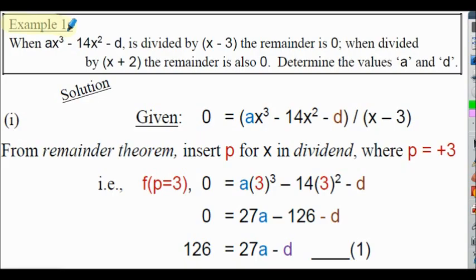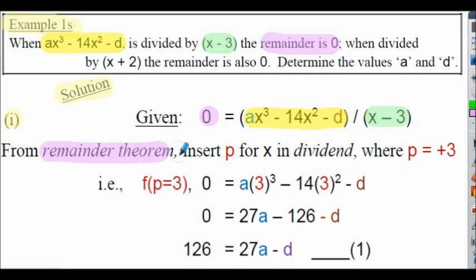So here's example 1s. The full worked solution commences on this slide. Essentially what we're going to do here is, given a dividend and our first divisor, and knowing that the remainder of this sum is 0, we're going to apply remainder theorem and generate an equation in terms of the unknowns a and d. So part 1 here, we know from the question the remainder is 0. We divide the dividend by x minus 3. We're going to apply remainder theorem, so we insert p for x in the dividend. Note that p is positive 3.